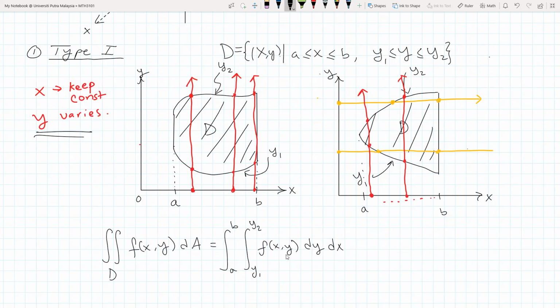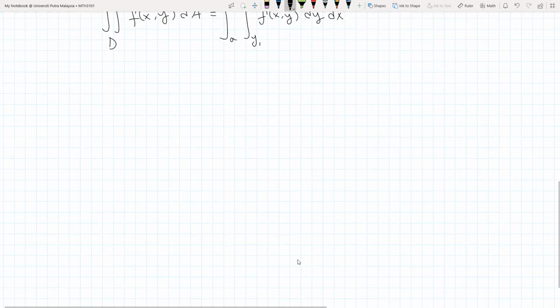Let's see an example. Kita hari ni sejam je kan? Harap-harap simpan untuk type 2.